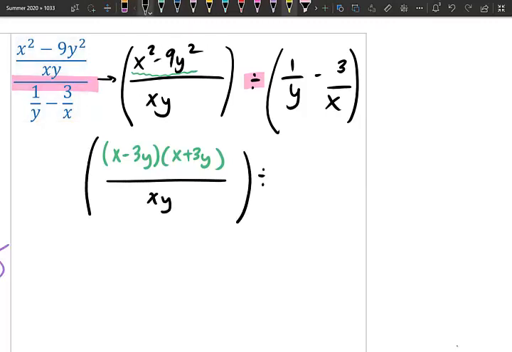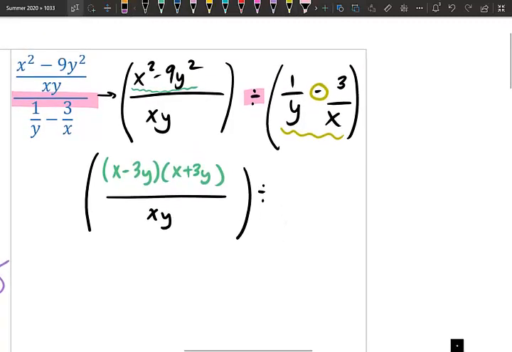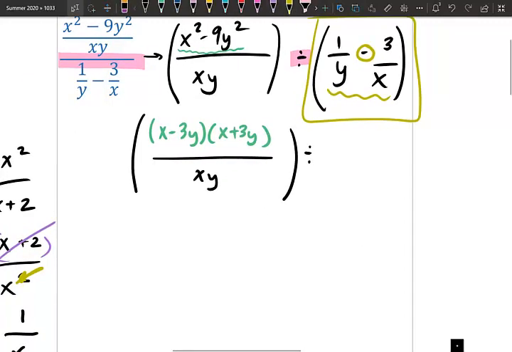And then here, it's telling us to subtract. So I'm going to do that. It's telling us to subtract. So let's do that. I'm going to bring this out and work with it. So we have 1 over y minus 3 over x. So we need the common denominator. Our common denominator, we just multiply them together, y times x, so yx.